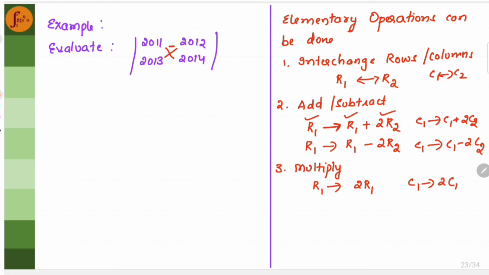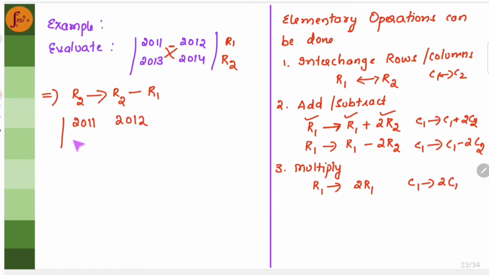So what we can do is make the numbers small and then use any one of the determinant properties. Let's call this row 1, this row 2. We can subtract row 1 elements from row 2, like this. So we'll write row 2 as row 2 minus row 1. We'll keep row 1 as it is. We're not going to modify that. Only row 2 we are going to modify.